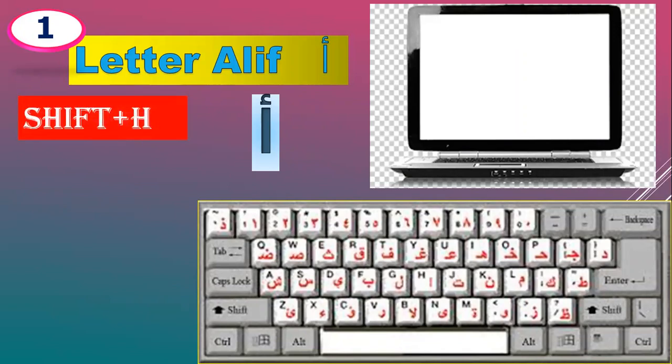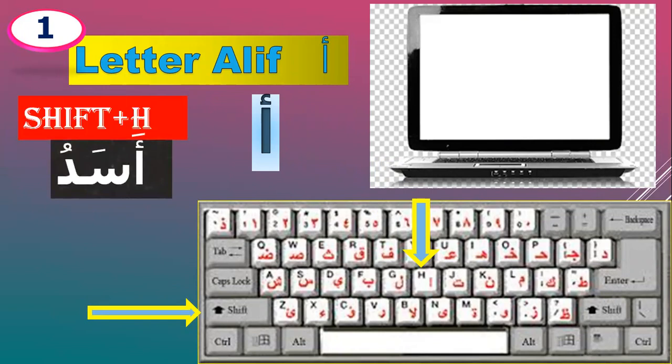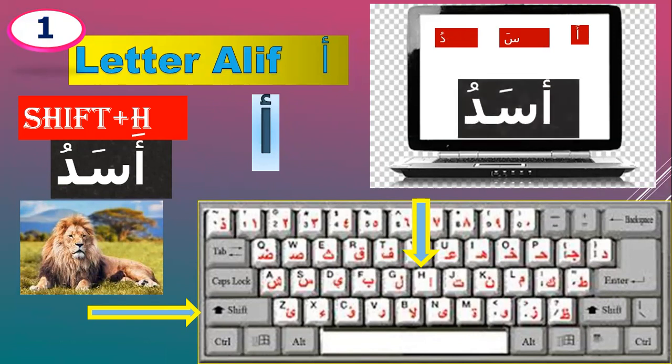To write letter Aleph on keyboard, please click Shift H. Yes, Alif. Example, Asadu. How to write Asadu? Click A, Fatha, Shift H. A, Fatha, Shift Q, Sin. Fatha. Click letter Sin, Shift Q. Dal, Dhamma. Click Dal, Shift E. Asadu.